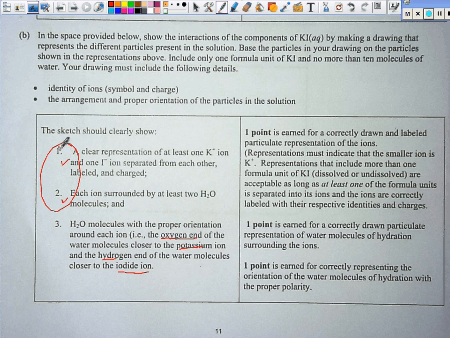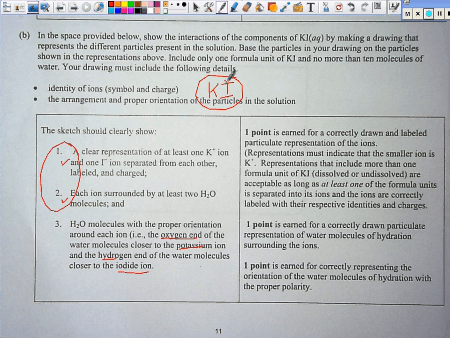This is what I want to show you. Representations that include more than one formula unit are acceptable as long as at least one of them has separated into ions. So in that beaker, what if you had drawn this and you left it together? Would that have been okay? As long as somewhere else, at least one of them was what? Separated. So you would have been okay, as long as you show at least one.